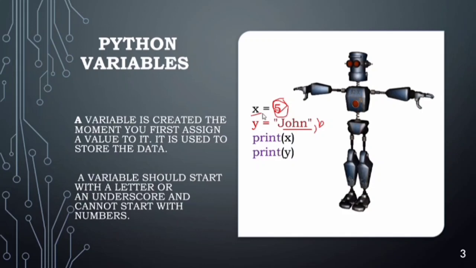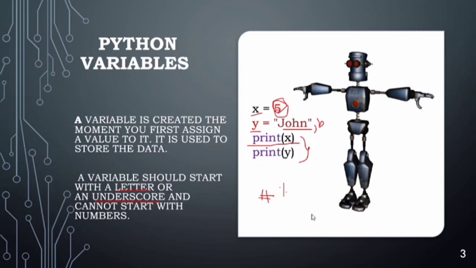So x is storing the value of 5. In the same way, y is storing the value of John. So we can print it accordingly, or we can print both at a time. The basic thing you need to remember, guys, is that a variable must start with a letter or an underscore. It cannot start with a number or hashtag, or a percentage sign. And there are some other things you cannot start with. So please remember this, guys. You can only start with a letter or an underscore.